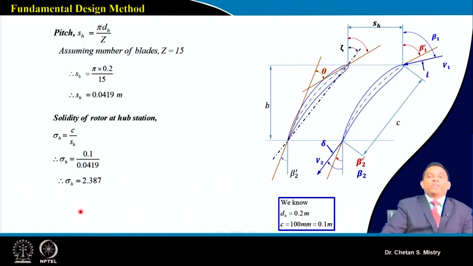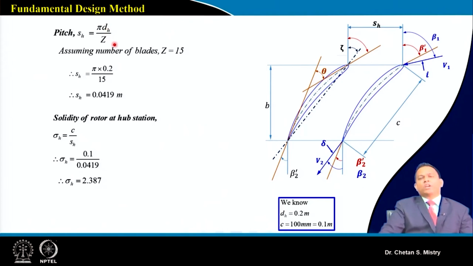Now once we have done our calculation, our next parameter we are targeting is the diffusion factor, and in order to calculate the diffusion factor, we need to calculate the solidity. For the calculation of solidity, we need to check the pitch and chord. So pitch is pi D by Z. My hub diameter is known to me, very careful. We are doing our calculation at the hub station. That's the reason, do not forget you need to put the hub diameter.